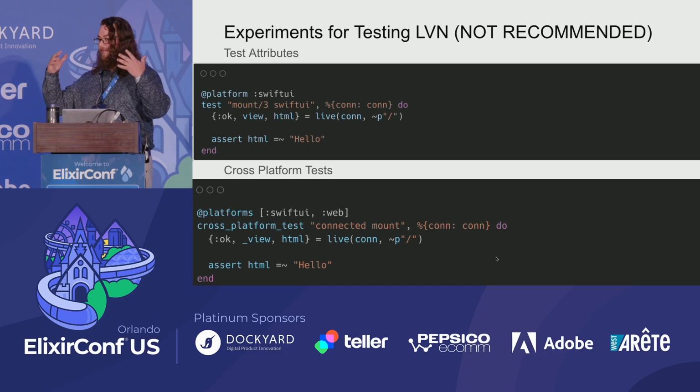We should have the ability to say, here's the platform that my test is going to run on. I'm going to mount my LiveView. Here's the things that I should find in the page. Here's the interactions that I want to make.